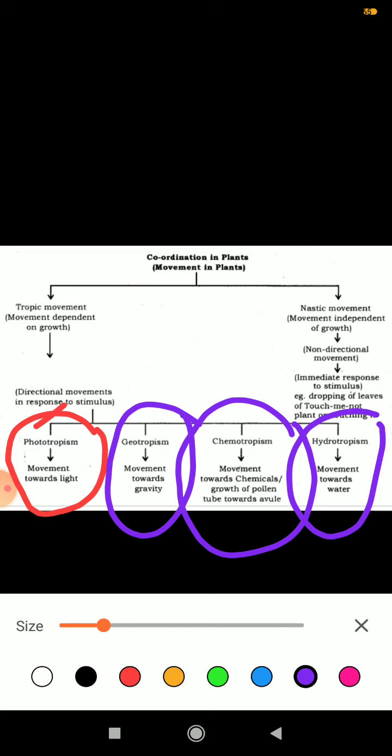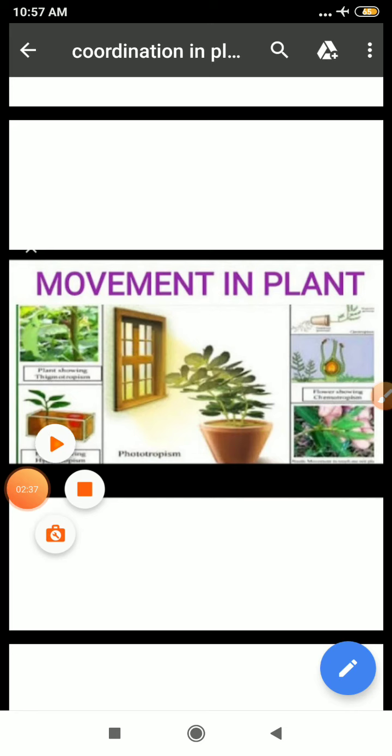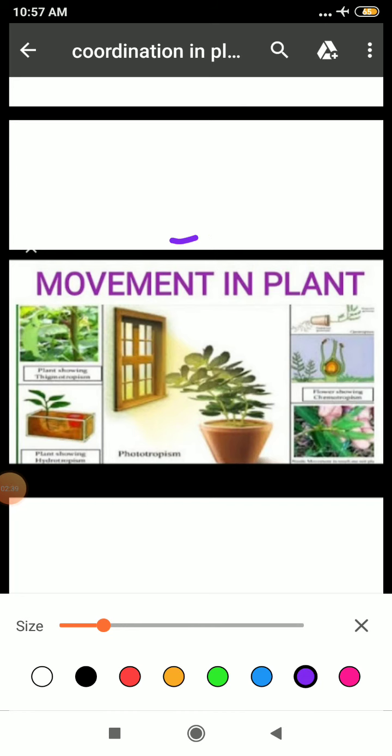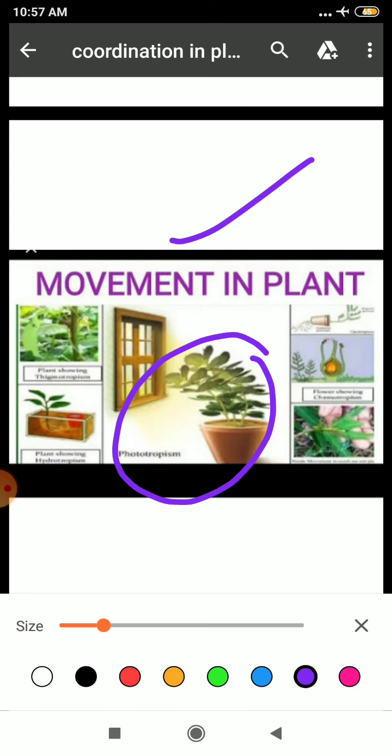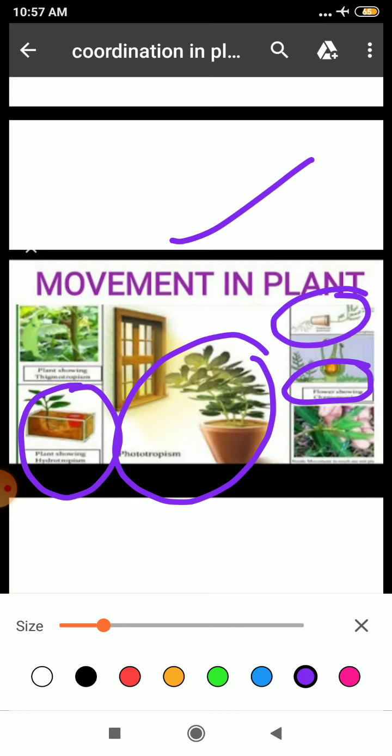Students, I hope I have given you a clear idea of what is in this topic. Because this topic is totally new to you, I don't want you to lose interest in the beginning. So see here, we will study movement in plants. First is phototropism, second is hydrotropism, third is chemotropism, and fourth is geotropism. These four are there in your syllabus. Clear?